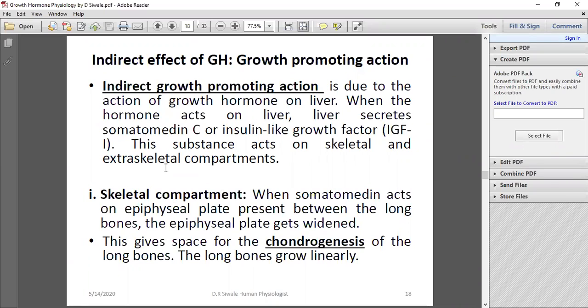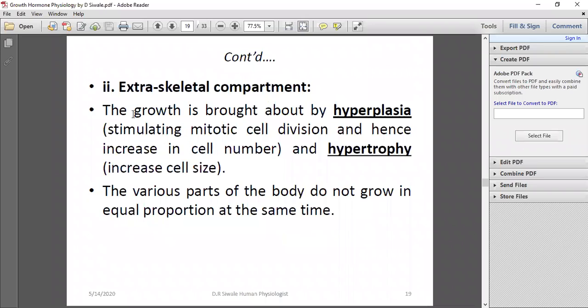Okay, so growth hormone stimulates chondrogenesis. On the extraskeletal compartment, growth is brought about by hyperplasia, stimulating mitotic cell division and hence increasing the number of cells. Also, growth hormone causes hypertrophy, increasing cell size. So the various parts of the body do not grow in equal proportion at the same time. Okay, so these are the extraskeletal actions of growth hormone.